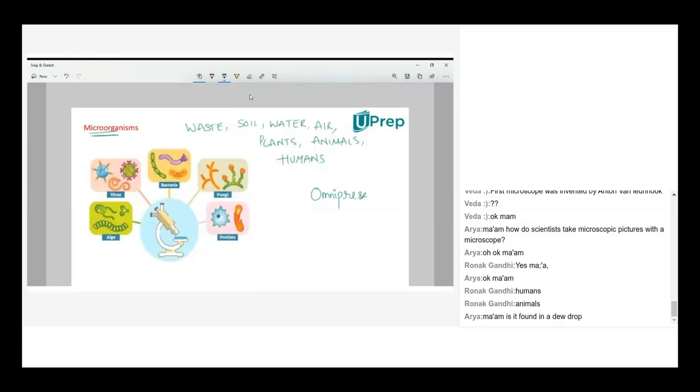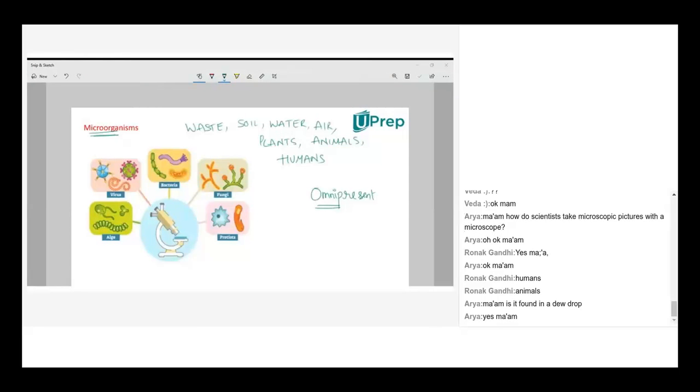I hope you know omnivorous word. Yes, ma'am. Yes, somebody say. Ma'am, omnivorous animals are those organisms which eat both plants and animals too. Yeah, omnivorous we designate to the animals which are both herbivorous and carnivorous, isn't it? They can go for both veg and non-veg. That's called omnivorous. Human beings are the best example of omnivorous.